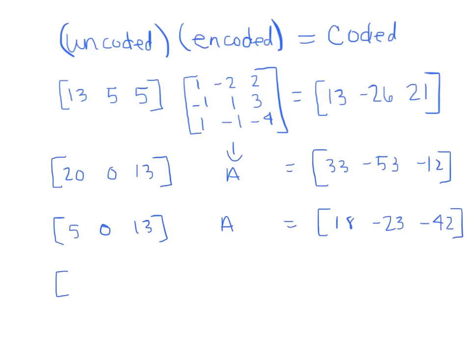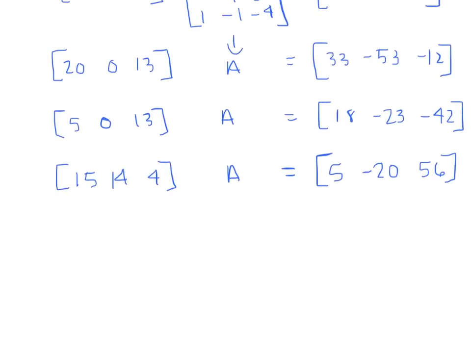I'll take the next uncoded matrix of 14, 4, multiply it by matrix A. This will give me 5, -20, and 56. And I'll take the last uncoded matrix, which was 1, 25, and 0, multiply it by A, and get the matrix -24, 23, and 77.